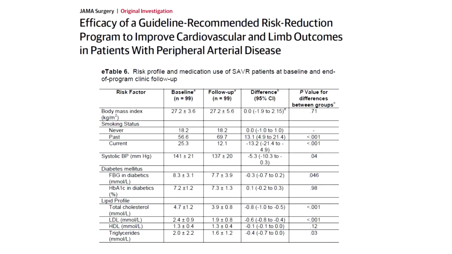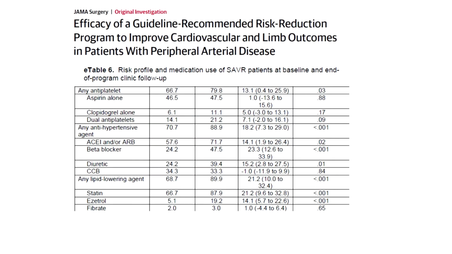And basically, if you look in these couple of slides, you'll see that what happened was we didn't have a big impact on body mass index, but we had an impact on smoking, we had an impact on lipids, we did not have an impact on their diabetes. We had an impact on antiplatelet agents, statins, blood pressure control, and there was a significant impact.